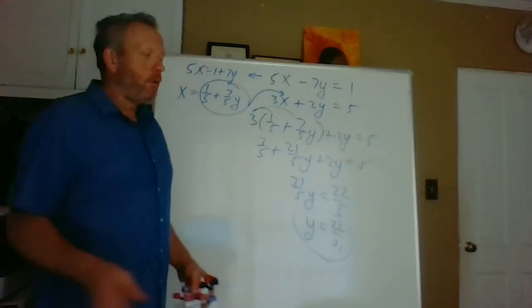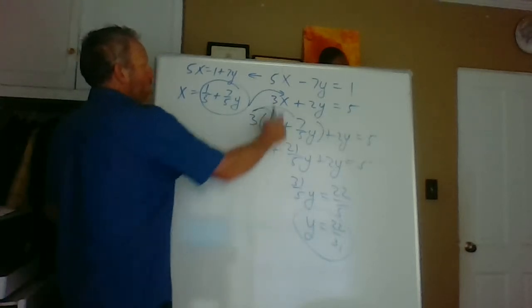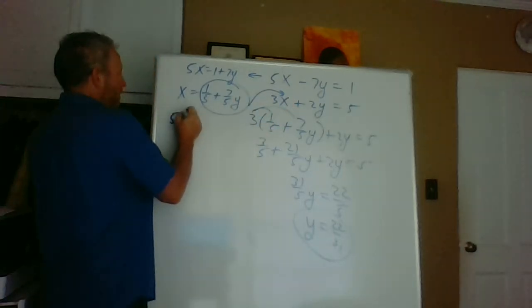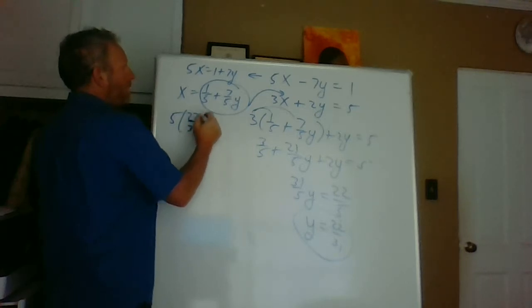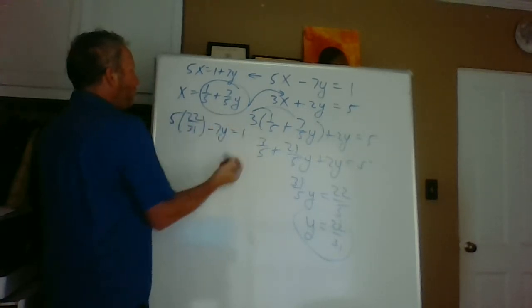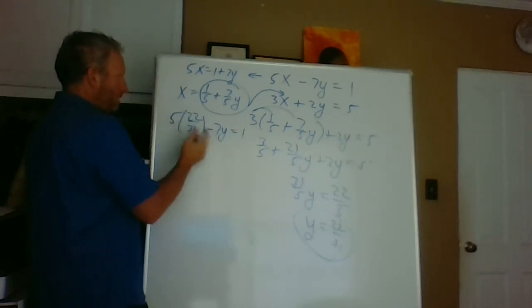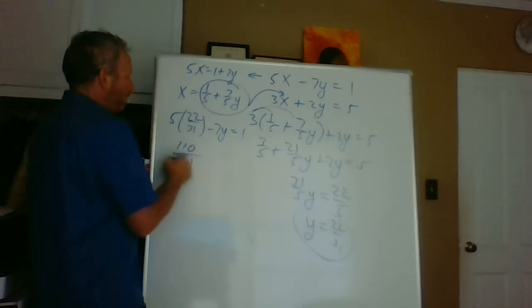And we'll just let the chips fall where they may. There's y. How do we get x? Let's go back to the original equation there. So 5 times 22 over 31. Now, maybe I spoke too soon. Maybe the number's going to get a little worse here. What's this times this? 110 over 31.